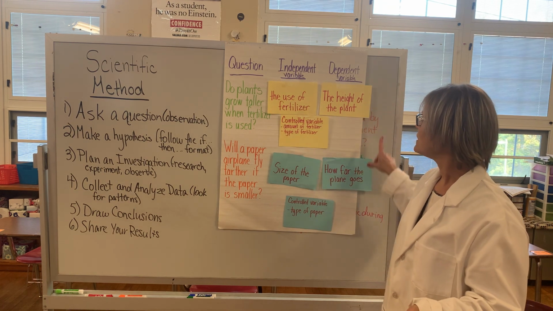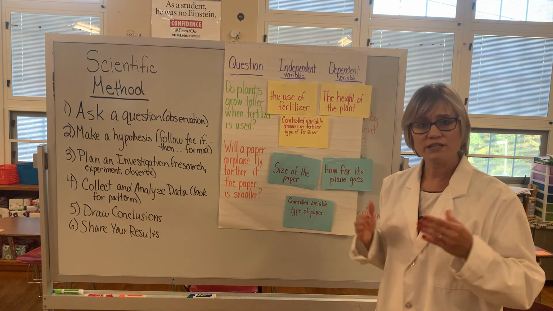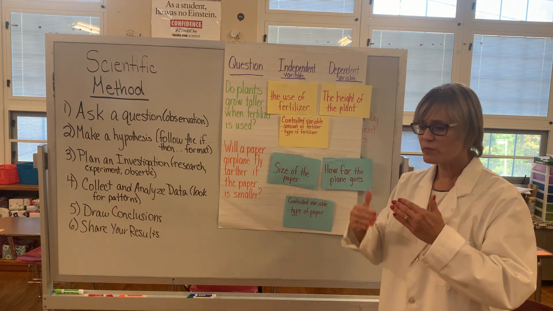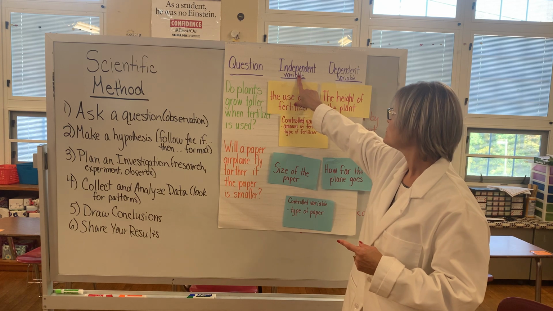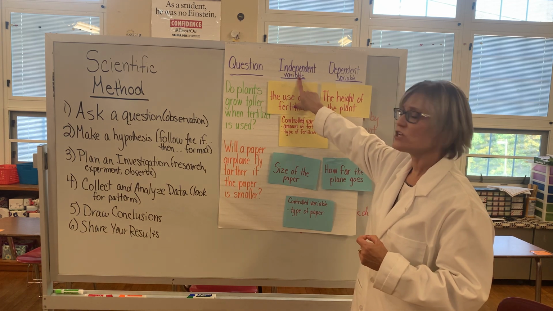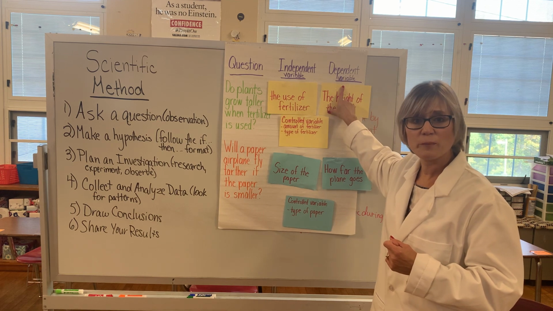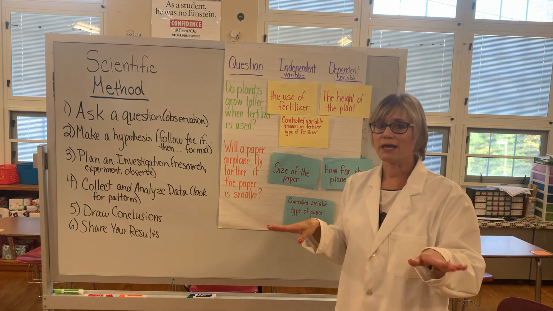So as you can see, there are three different types of variables that we can find in the scientific method when we're planning our investigation, when we're following the steps and looking at the materials. There are three different ones. There's the independent, which is changed by the scientist, the dependent, which is the one that we are measuring, and the control, which always stays the same.